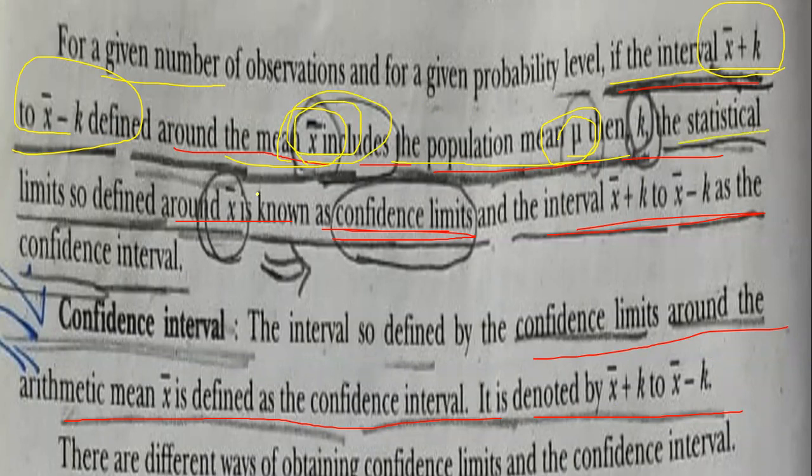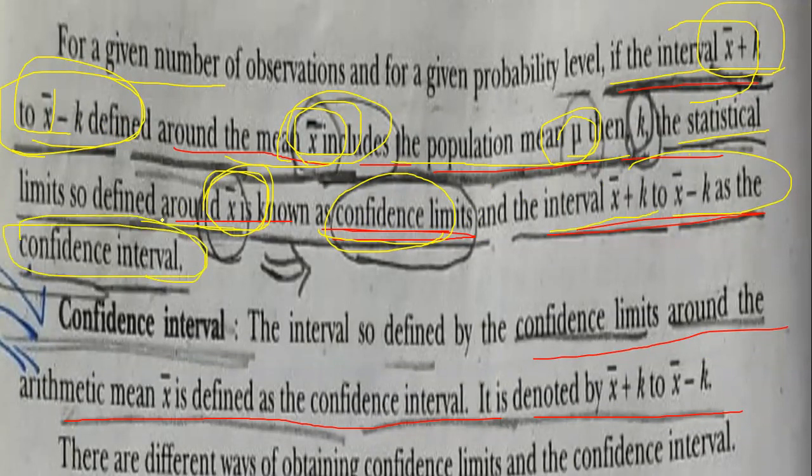The statistical limit so defined around x bar is known as a confidence limit. This is what this range is called. And the range from x bar plus k to x bar minus k is called a confidence interval.